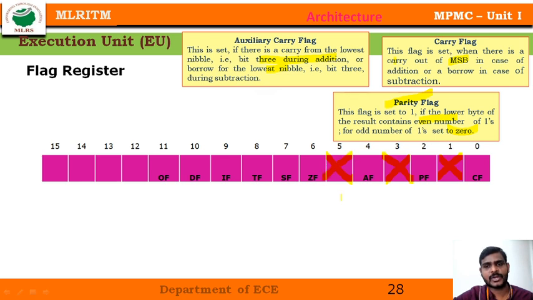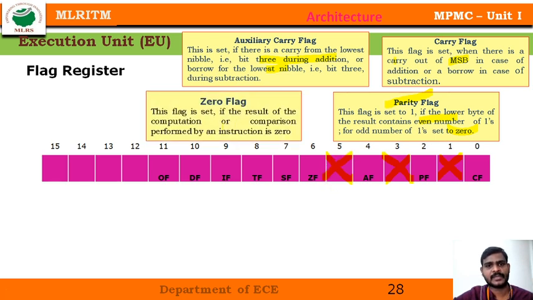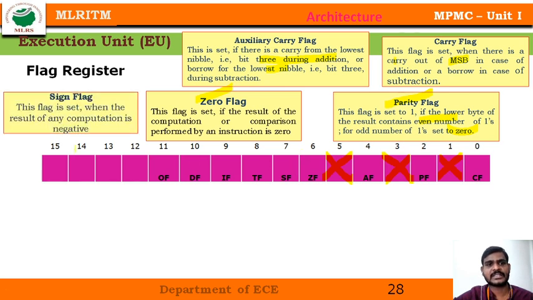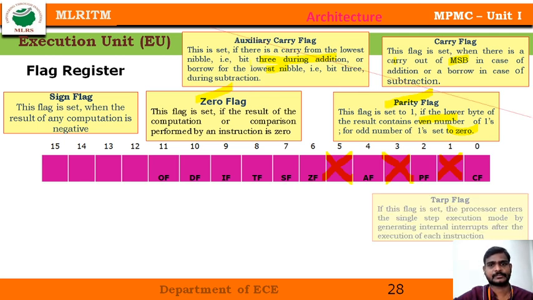Bit 5 is again not used, and bit 6 is the zero flag. This flag is set whenever any execution result is 0, or when I am performing comparison operations. If two strings or two numbers are compared and both are equal, then obviously this zero flag is set. And the 7th bit is called the sign flag. This flag indicates whether my result is positive or negative. These 5 are called status flags, which give the status of the current execution of my program.